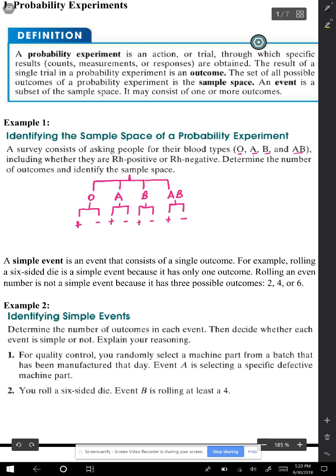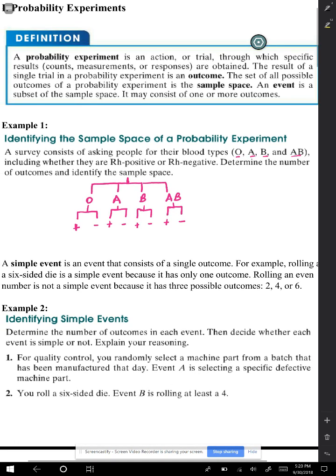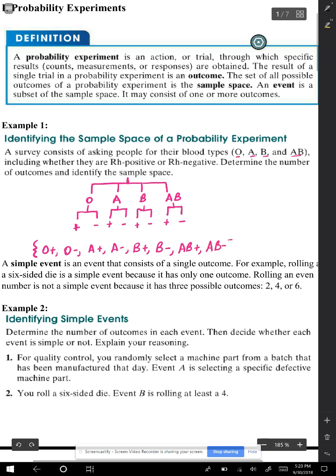The way we list this is it is a set. The sample space is a set. So we are going to put the little curly braces here for the set of all possible outcomes. So our outcomes could be O positive, O negative, A positive, A negative, B positive, B negative, AB positive, or AB negative. And that would be the sample space. And then, of course, you just count those up and there's 8 possible outcomes. And that's how you create a sample space.